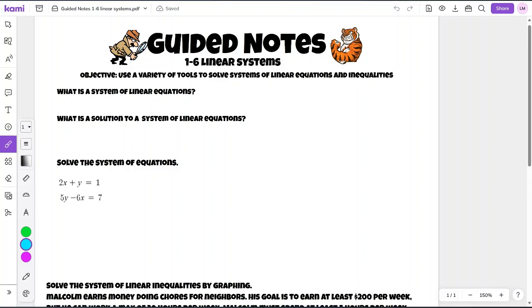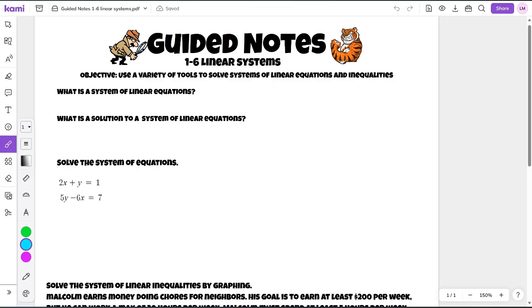Okay, so let's look at 1-6 linear systems. Our objective today is to use a variety of tools to solve systems of linear equations and inequalities. So what is a system of linear equations? Well, a system of equations is more than one equation, and we're trying to figure out what points they have in common, so where they intersect.